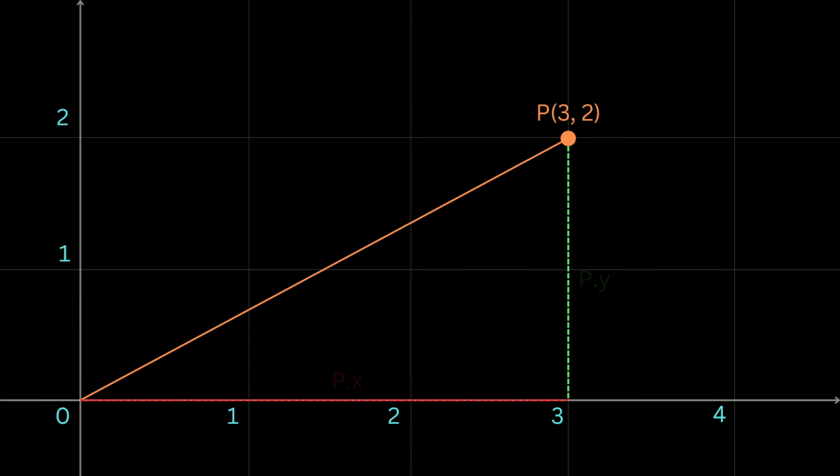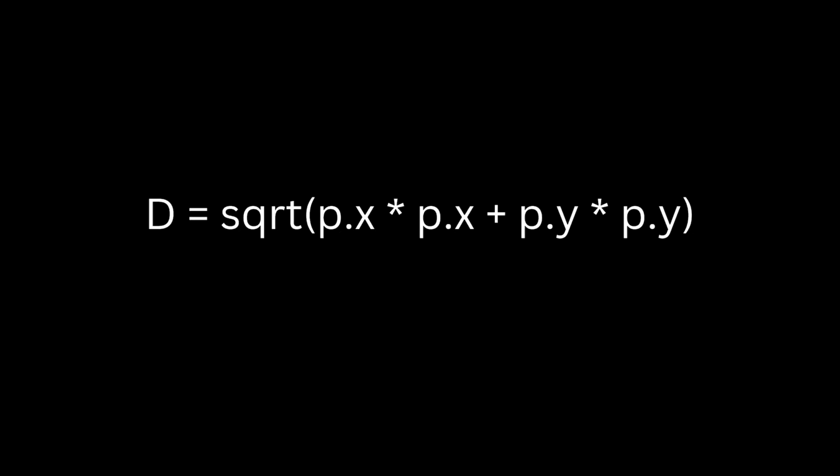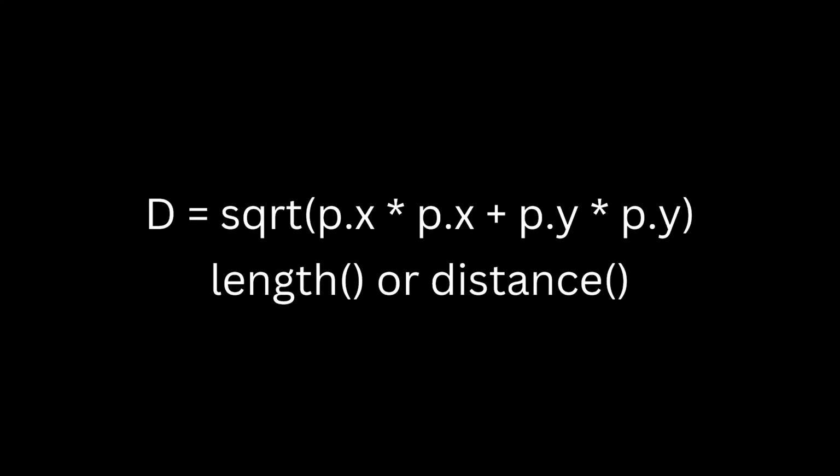And this is basically Pythagoras. Hence, it is also referred to as Pythagorean distance. We can simply calculate the distance d with the square root of x squared plus y squared. But most programming languages already have a built-in function for this, the length function, which returns the distance from origin to the point, or the distance function, which will return the distance between two specified points.